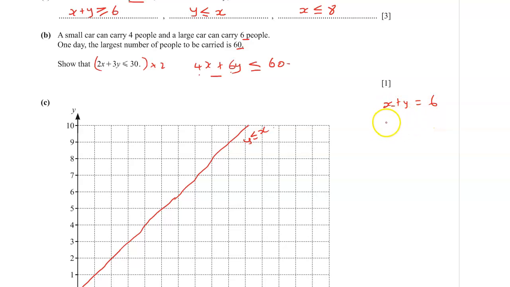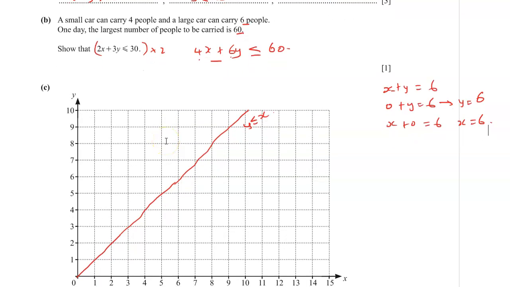So if x is 0, then y is 6, and if y is 0, then x is equal to 6. When x is equal to 0, y is 6. And when y is equal to 0, x is 6. So I draw a line from here to there.